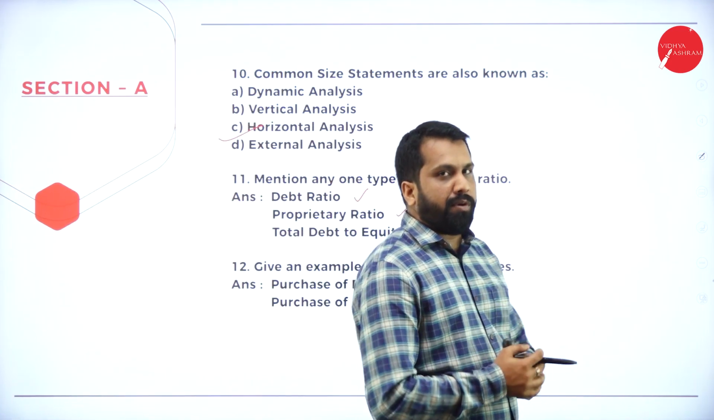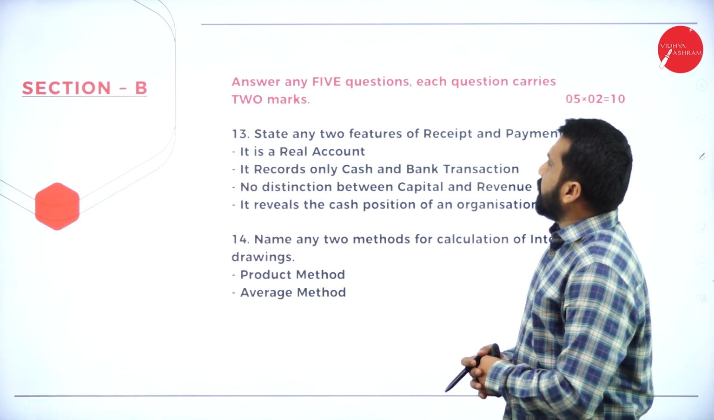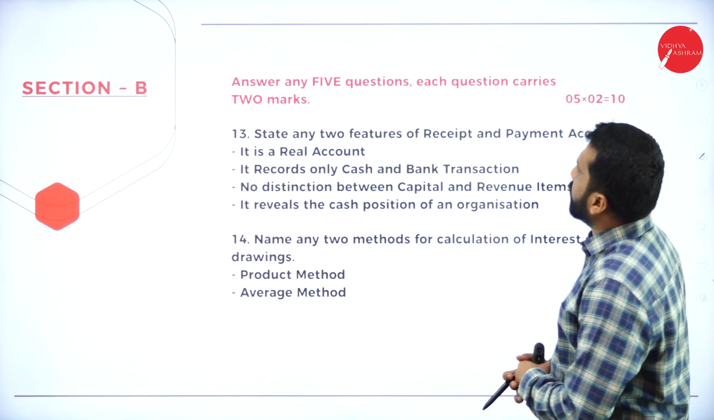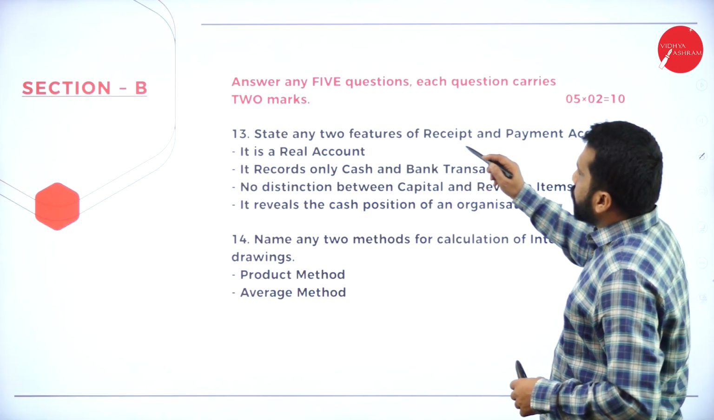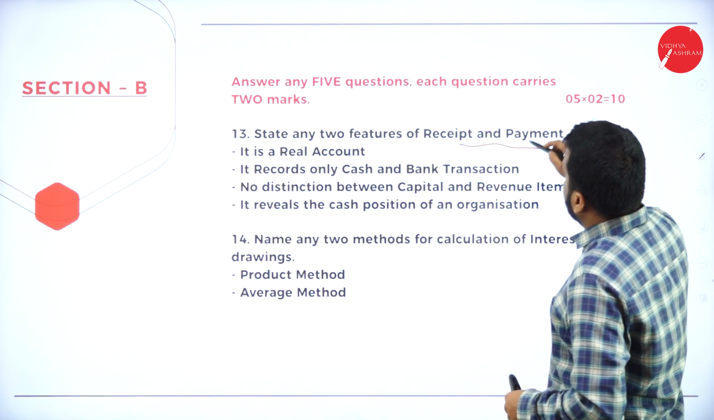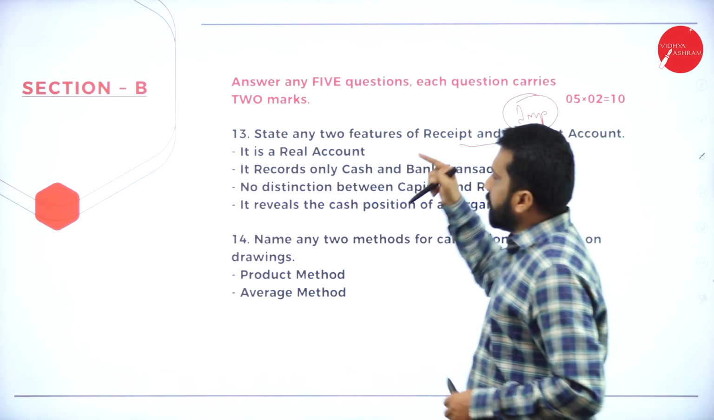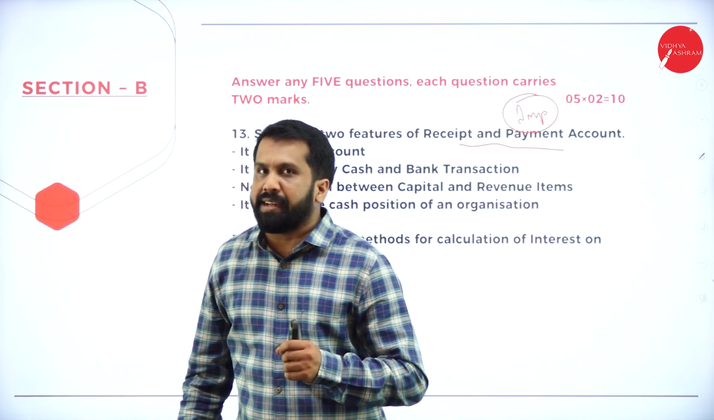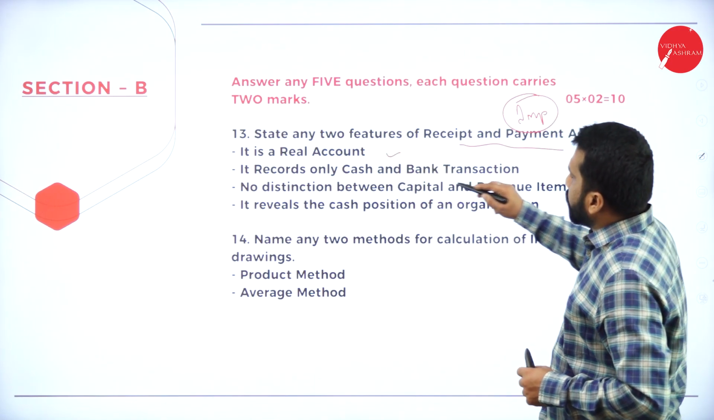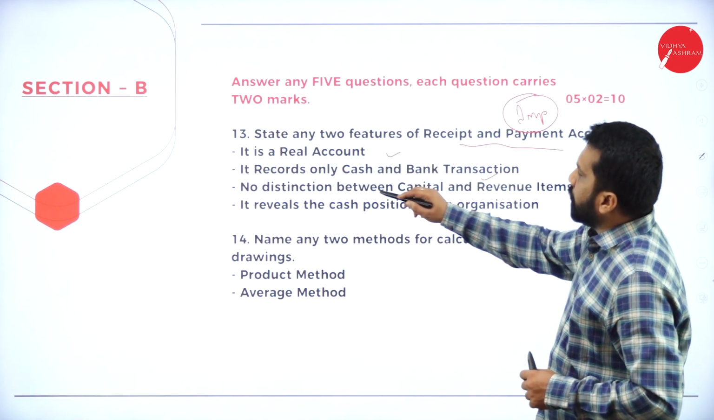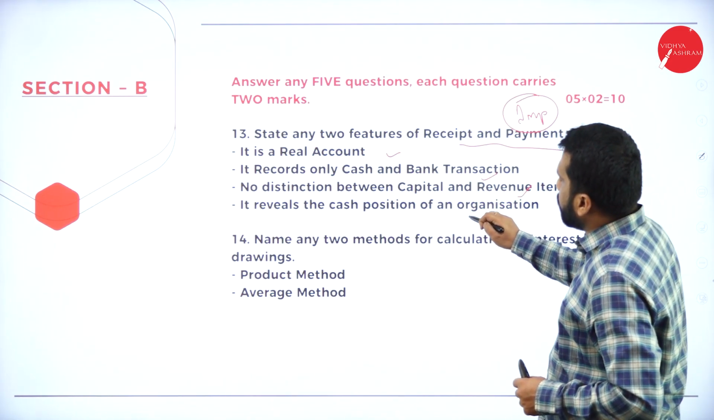As I told you, out of 12, how many are you supposed to attend? Only 8. Answer any 5 questions. Each question carries 2 marks. Now, state any 2 features of receipts and payments. This is also very important because many times this question is repeated. It is a real account, records only cash and bank transactions, no distinction between capital and revenue. It reveals the cash position.